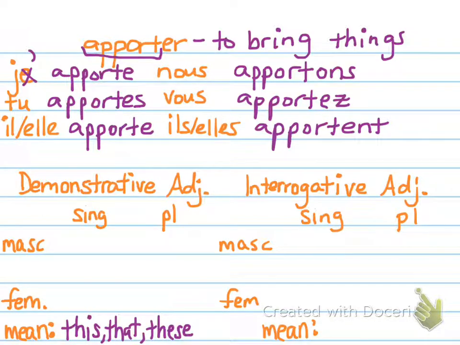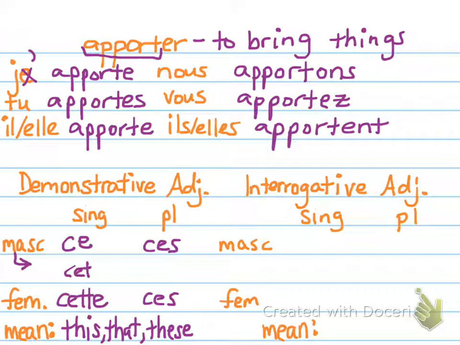And again, our masculine singular form is se. The feminine form is set. The plural is say. And this one does have a special masculine singular that is set before a vowel or a silent H. So those are the demonstrative adjectives that mean this, that, or these.